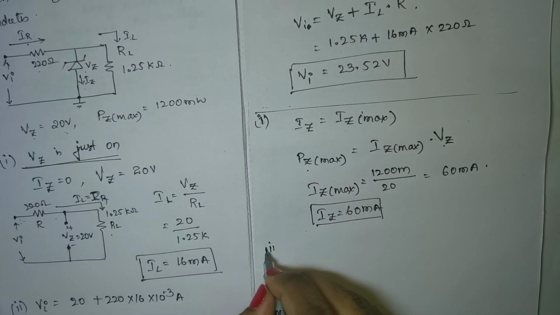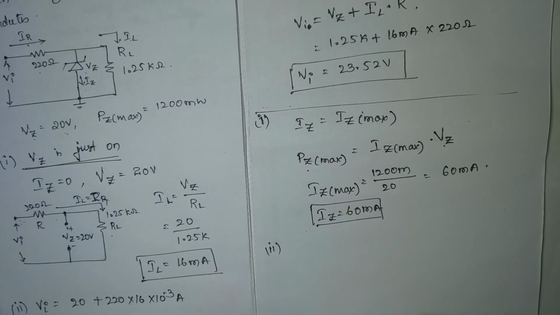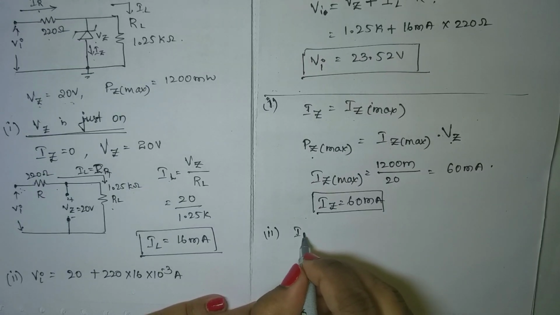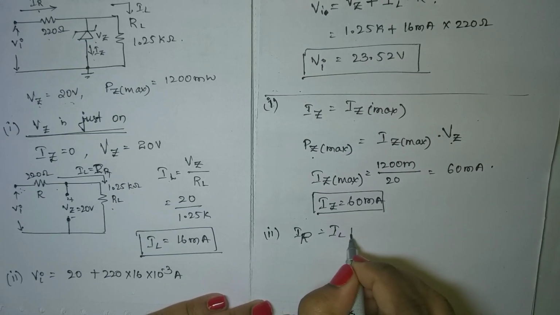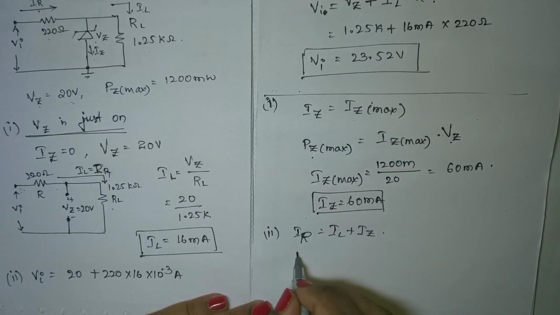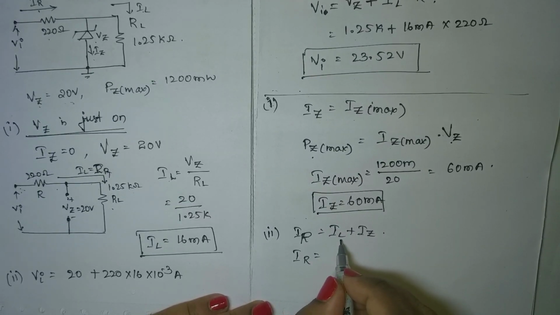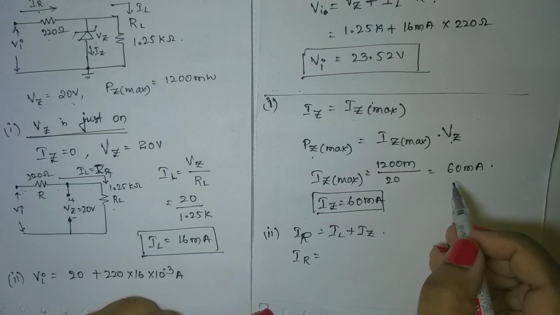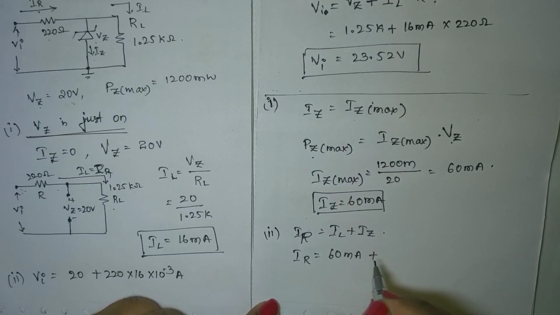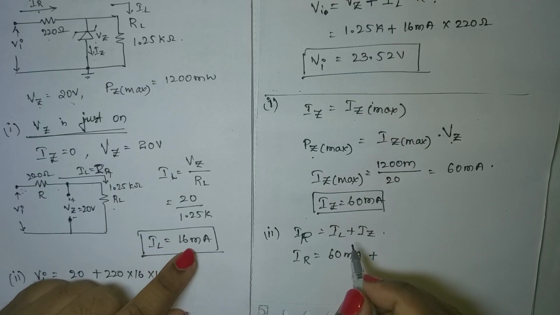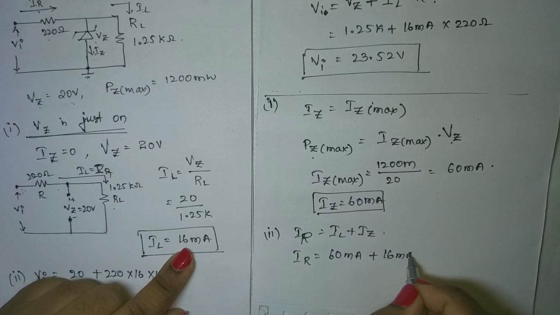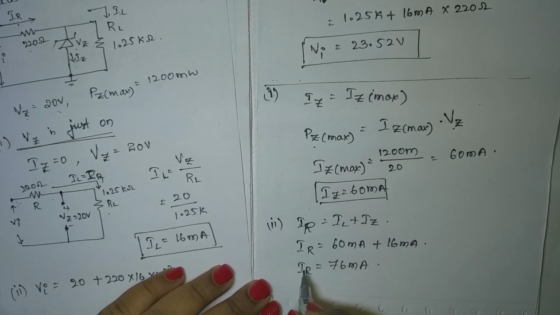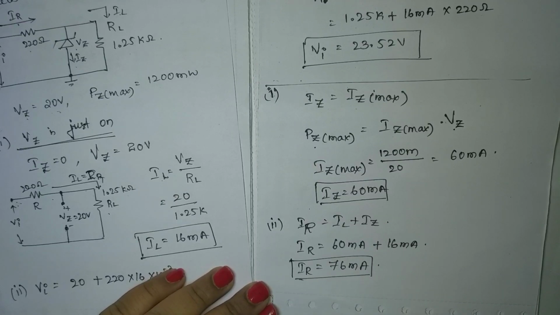Now the next step is I need to calculate the value of Vi. For that I need the current values. I know the expression IR is equal to IL plus IZ. So what is IR now? I know the value of IZ, which is 60 milliamps. And I know the value of IL, which is equal to 16 milliamps. So IR is equal to 76 milliamps. This is the value of IR.